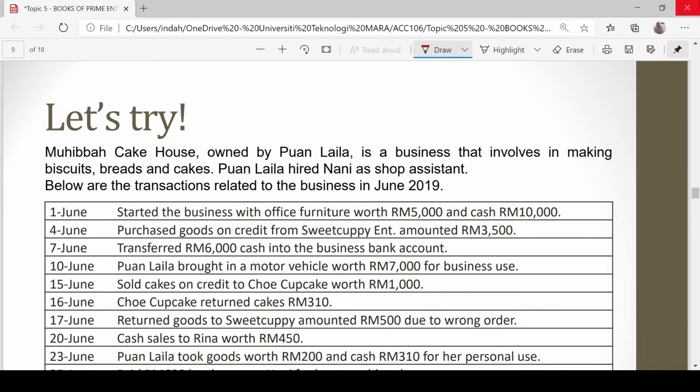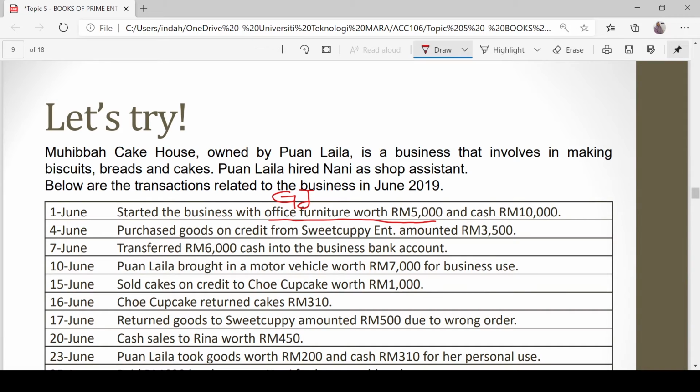So let's look at the first one: started the business with office furniture worth 5,000 and cash 10,000. Office furniture is an asset. Assuming that we are the business, we receive the office furniture, which is an asset. This office furniture is not a purchase of goods, of course, because it is an asset, and you did not make any payment for office furniture. That means we cannot record this in the cash payment journal. The only journal left is the general journal.